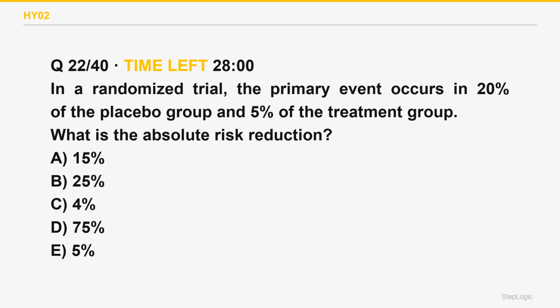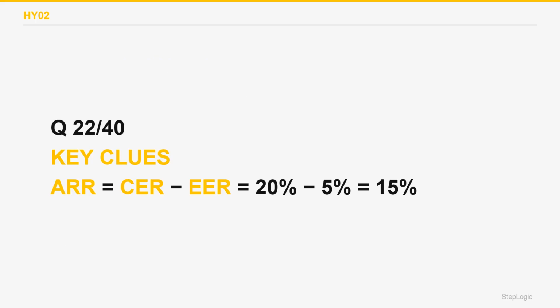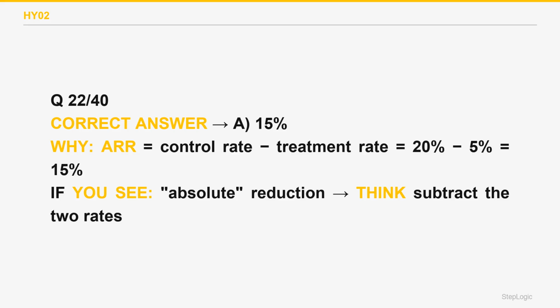Read the command: absolute risk reduction, subtract the treated event rate from the control event rate. Absolute risk reduction is simply the control event rate minus the treatment event rate. Here 20% in placebo minus 5% in treatment equals 15 percentage points. It tells you in absolute terms how much the treatment cut the event rate, the raw difference, not a ratio. The correct answer is A.